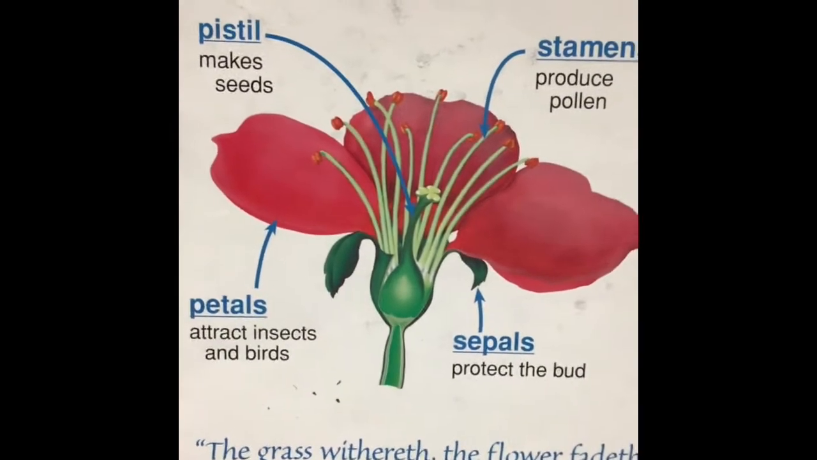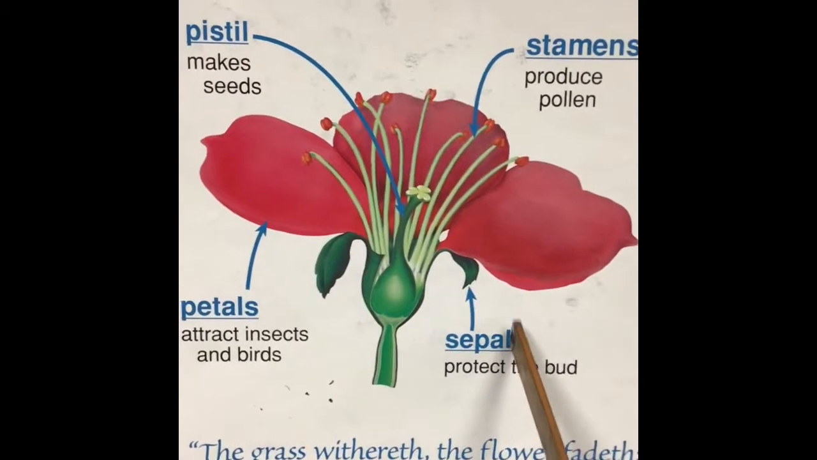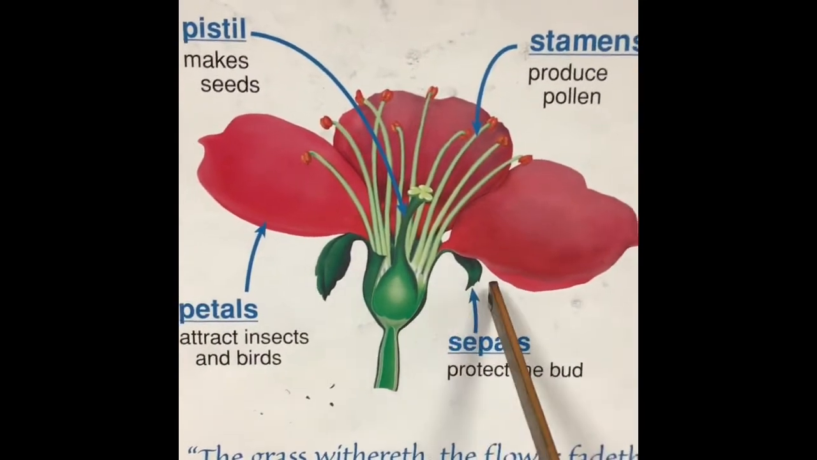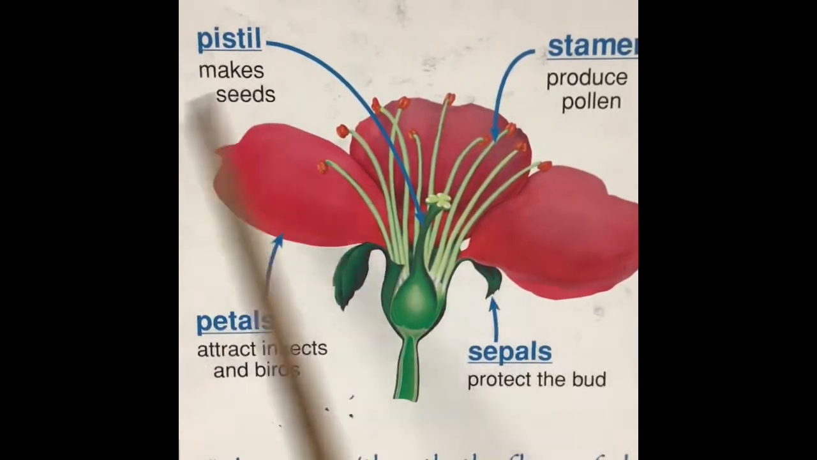Okay, here we go, friends. We're going to practice the parts of the flower. We're going to need to know these and what each part does. First, we have the sepal. That's the green part that protects the bud until the bud opens.